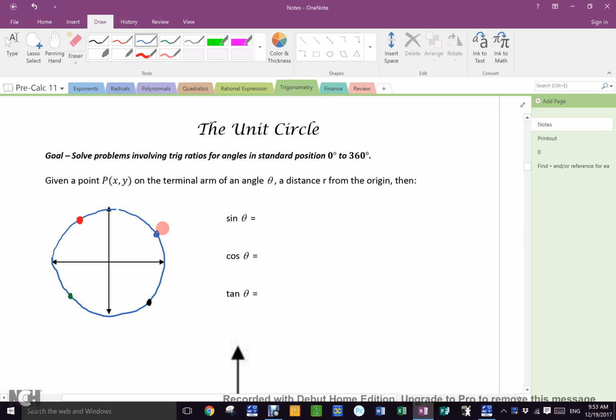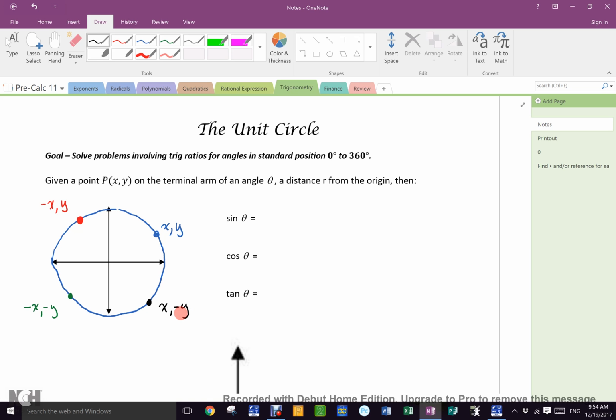No. So he must have what kind of x coordinate? Positive or negative? Positive. And what would his y coordinate be? Positive. Excellent. What about this red guy? What would he be? Negative x, positive y. What about this green guy? What would he be? Negative x, negative y. And what about this black one down here? Positive x, negative y. Does everybody understand what I did there?